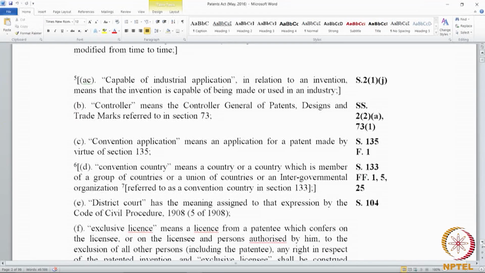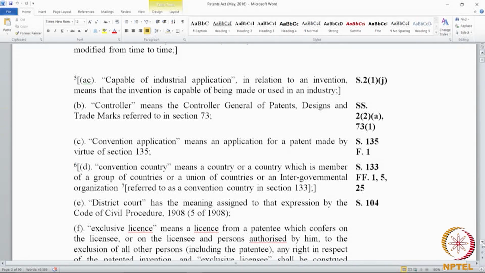Similarly, convention application means an application for a patent made by virtue of section 135. So to understand what a convention application is, you will now have to read section 135 because it is mentioned in section 135. Convention country, again, has a cross reference to another part of the Act. In this case it is section 133. Now this is the second category. It is defined within the Act but not in section 2, or not in the definition clause, and a cross reference is given to where you can find the definition.